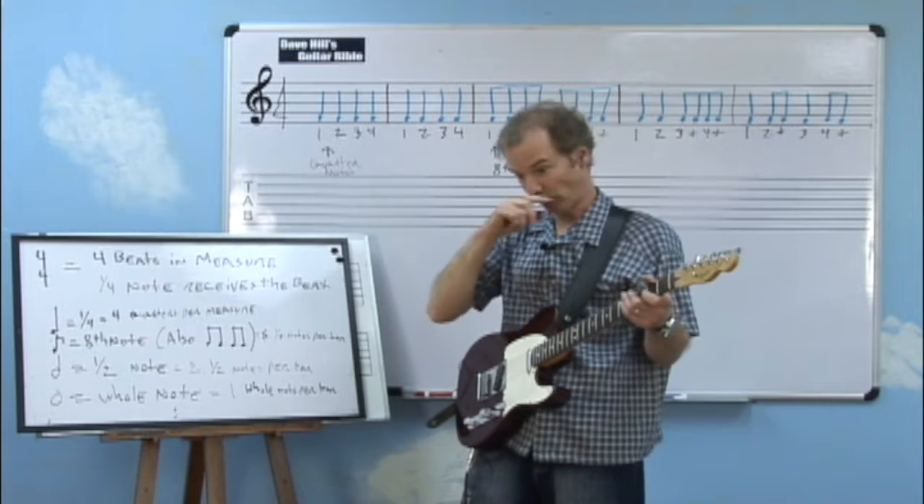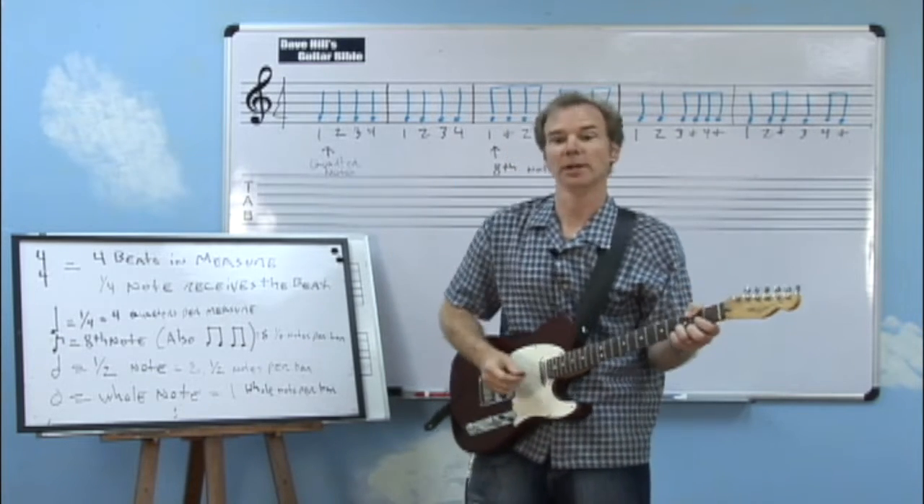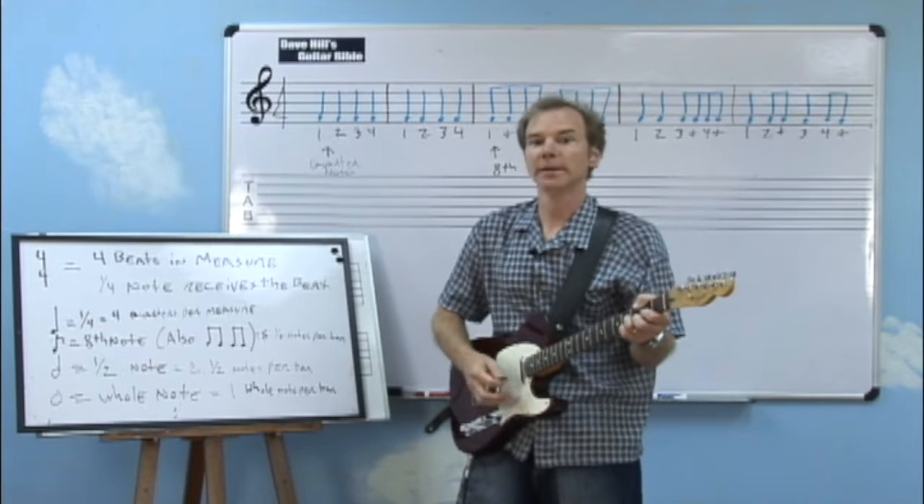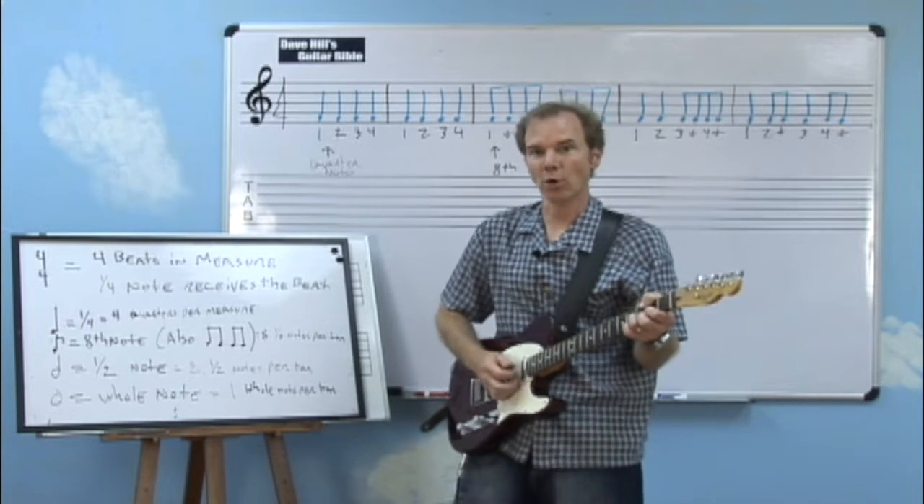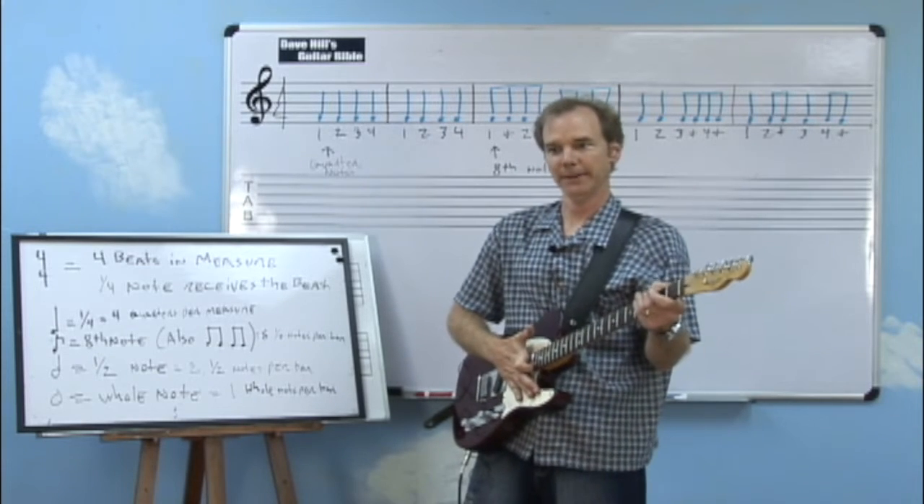So if I played a chord in 4/4 time in a quarter note strum, it would just simply sound like this. I'm going to play a D chord. 1, 2, 3, 4. 1, 2, 3, 4. Okay?